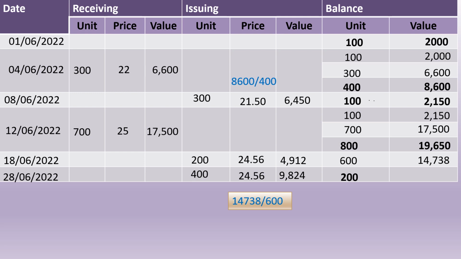Then to get the value, what we are going to do? From 14,738, we are going to deduct 9,824. So the ultimate ending value is 4,940.